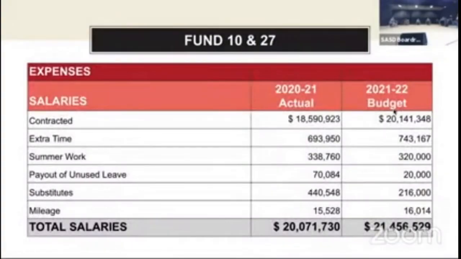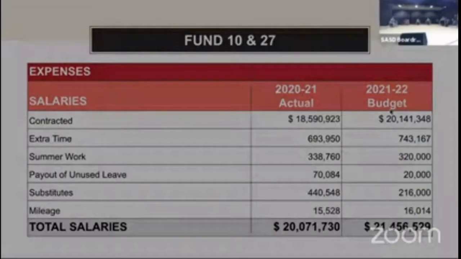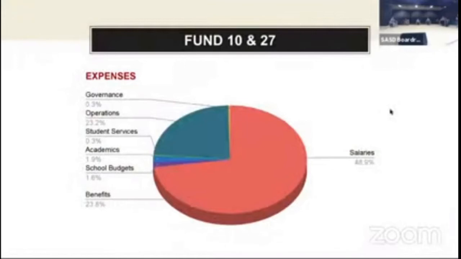And then the academics, school budgets, and student services are those supplies that go directly to students. The majority of our money that we spend directly towards students is in the form of our staff, so that's reflected under salaries and benefits.